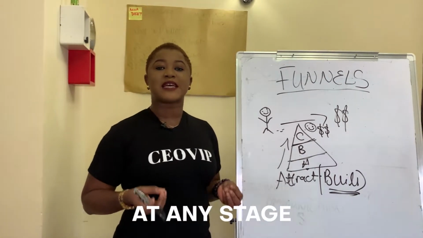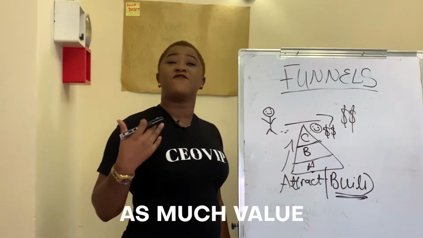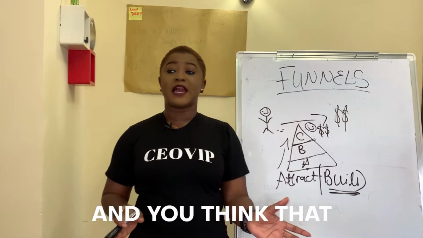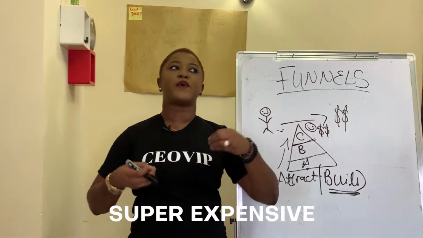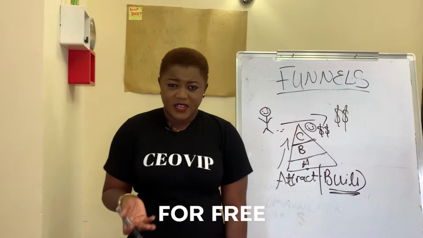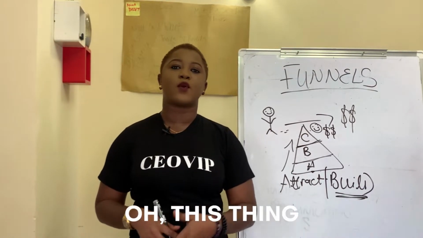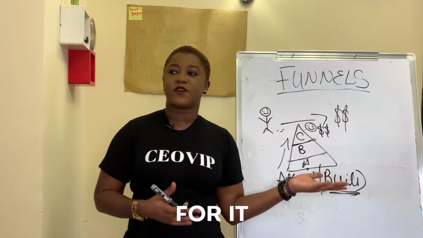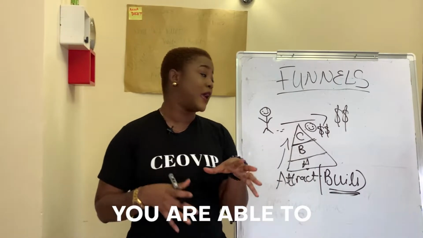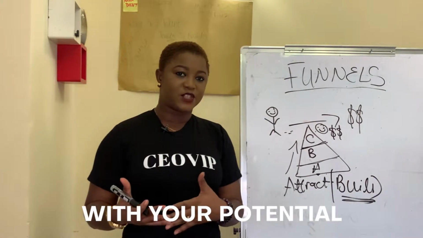The key here is at any stage, A, B, or C, you want to offer as much value as you can. Listen, the truth is you might be offering something that you think is so amazing you want to charge super expensive for it. But when you get on YouTube, you find that someone is offering it for free. So how do you balance that? Because that usually confuses people. Oh, this thing, I want to charge $20 for it, but then you find that somebody is offering it for free on YouTube. It depends on how you are able to nurture the relationship that you're building with your potential customer.